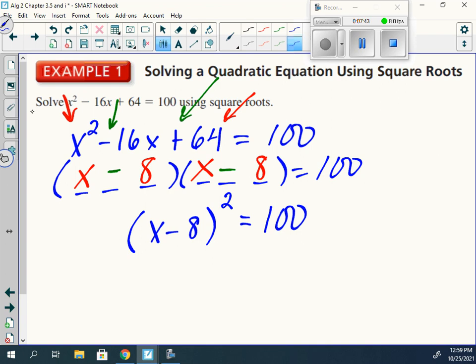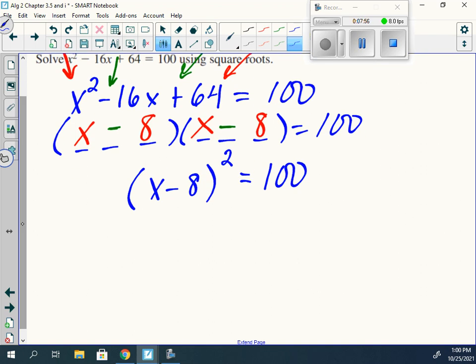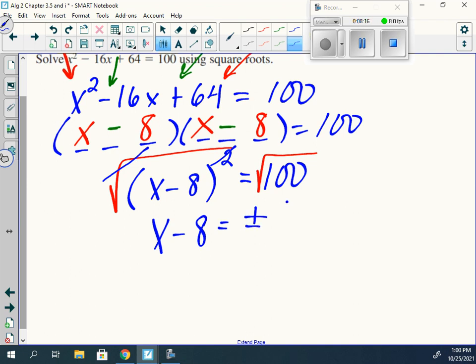Well, x squared minus 16x plus 64 is what we call a perfect square trinomial. It is a polynomial that can be rewritten as a set of parentheses squared. That's kind of nice because now that I have it as a set of parentheses squared, we can use the square root method, square root both sides, and solve. Because here the square root and square would cancel, leaving us with x minus 8 is equal to plus or minus the square root of 100, which is 10.